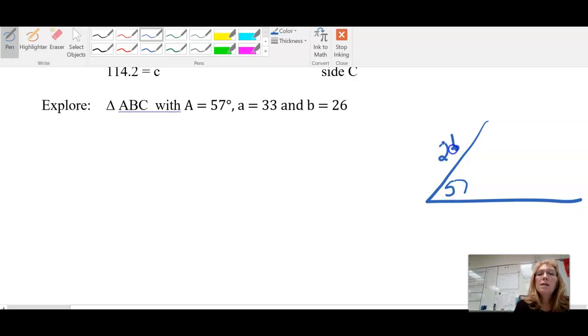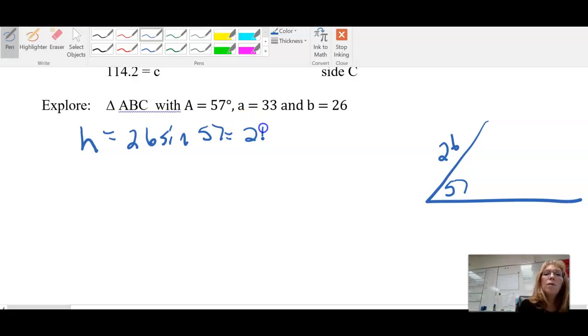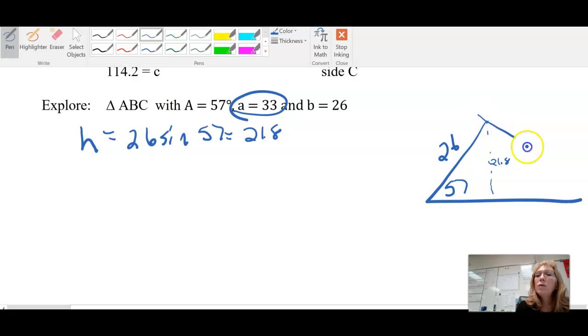H is equal to 26 times the sine of 57, which is equal to 21.8. So this height here is 21.8. A is now larger than both of them, so he's way out here at 33. So we have one triangle.